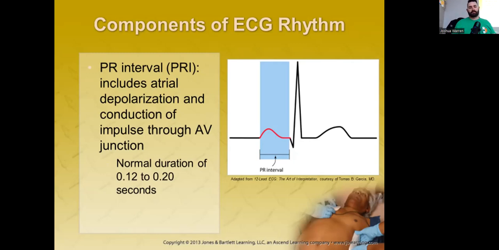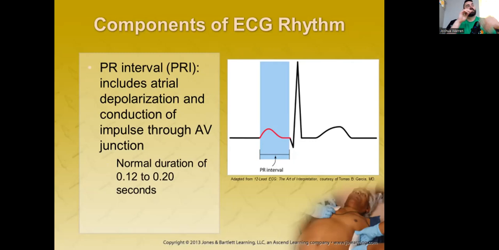A time frame. So a normal PR interval is 0.12 to 0.20. If they're 0.04 seconds apiece, those little blocks, we have either a 3 to 5 block normal. If it's less than 3, it's firing too fast. If it's more than 5 blocks long or greater than 0.20, then we have a delayed PR interval, and there's something delaying the conduction from the atria to the ventricles.